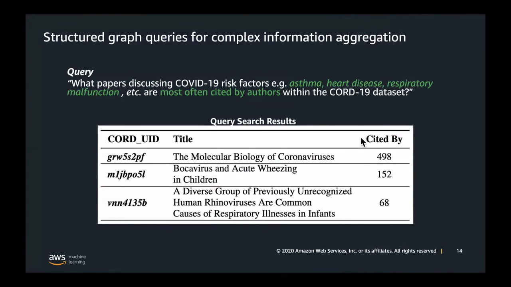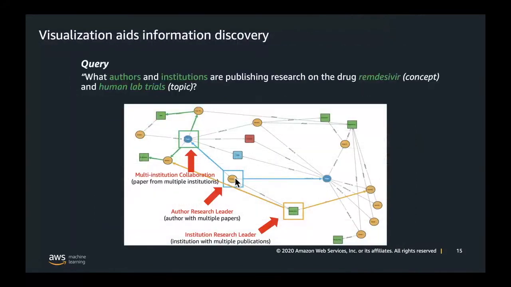Using a Gremlin structured query, we can return papers. In this case, we can see the first paper, the molecular biology of coronavirus, has been cited 498 times. So this is a multi-hop search that's capturing both papers and their connections to biomedical concepts of interest, and then doing an explicit ranking based on citations within our dataset, or using the citation network of our graph.